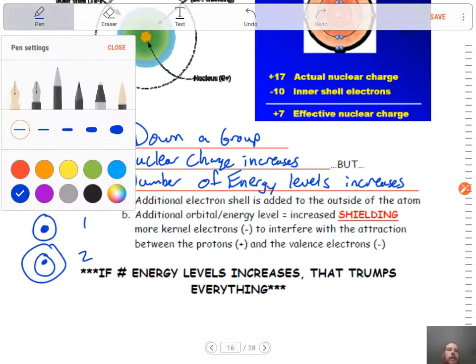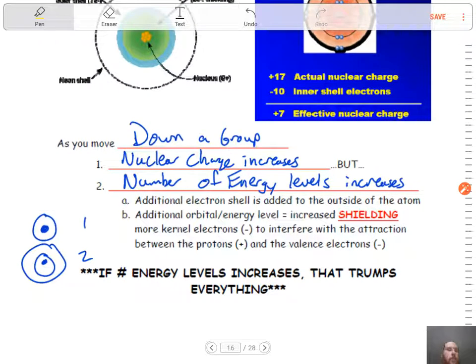All right, this leads to what we call shielding. Okay, increased shielding. What that means is you have more kernel electrons, which are negative, to interfere with the attraction between the protons and the valence electrons. Okay, so we'll talk more about the importance of this as we continue talking about the trends. Basically, guys, remember this right here. If the number of energy levels increases, that's going to trump everything else. That's going to have the bigger impact on what we're going to see. And we're going to dive into this more as we start talking about the periodic trends in the next video.